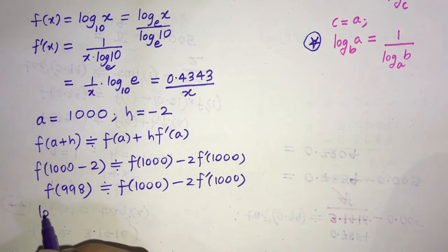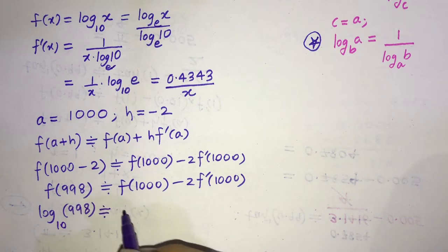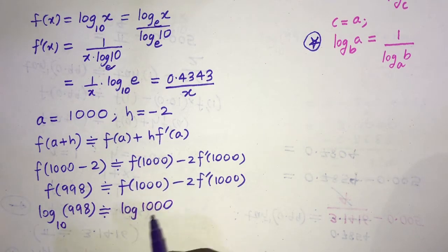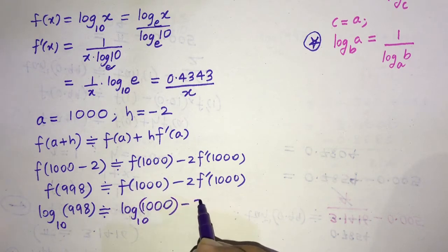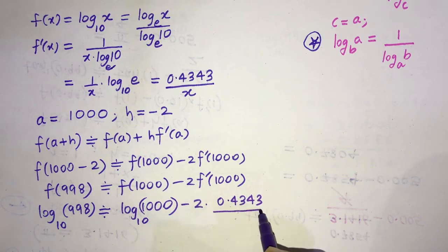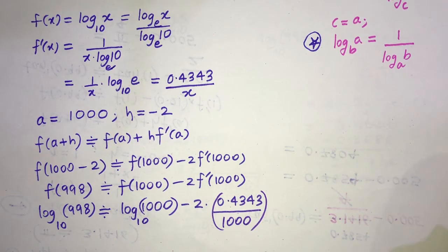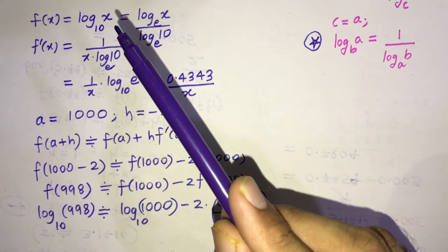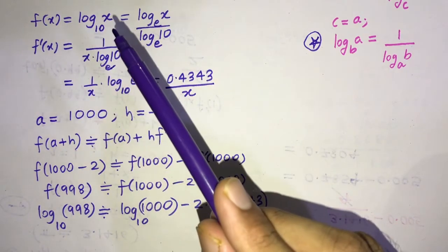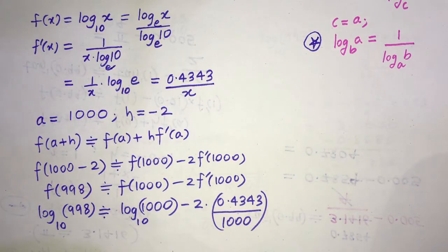So time to use the function. So I get log 998 to the base 10 as approximately equal to log of 1000 to the base 10 minus twice 0.4343 upon 1000 we are going to get. Yes, यहाँ पे 1000 डालना है. To find out f of a, to find out f of 1000, यहाँ पे 1000 डालना है. फिर यहाँ पे 1000 डालना है to find f dash 1000. I hope you are understanding this, right?